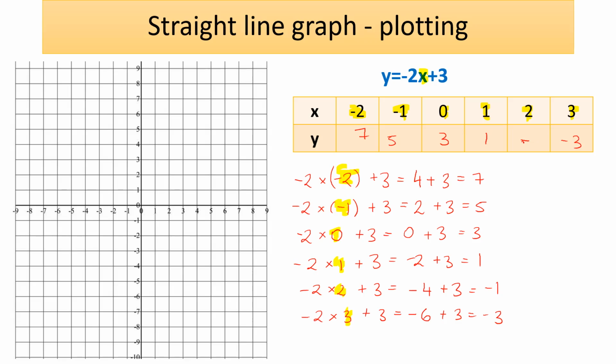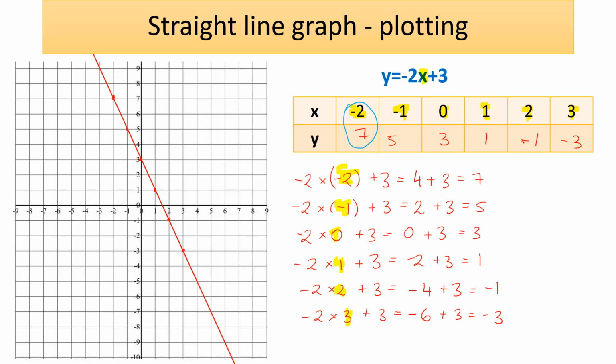Okay, so we can now plot them onto our graph. Okay, this is the first coordinate that I want to plot. Minus 2, 7. Minus 2, 7 goes right here. Minus 1, 5 is the next one. Right here. 0, 3, 1, 1, 2, minus 1, 3, minus 3. Okay, so again, you can see that the points are lining up nicely. Okay, and now you need to just join them with a straight line.